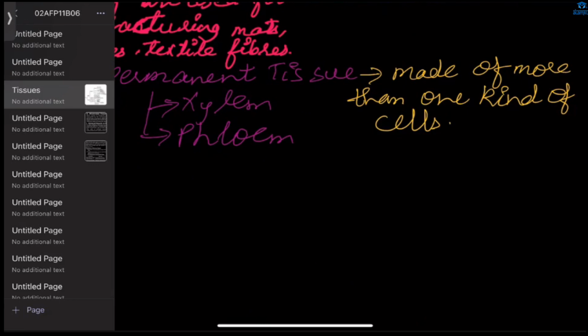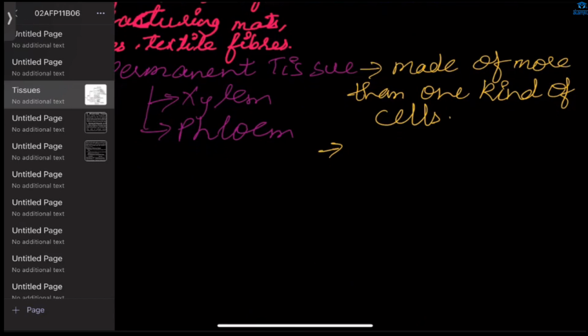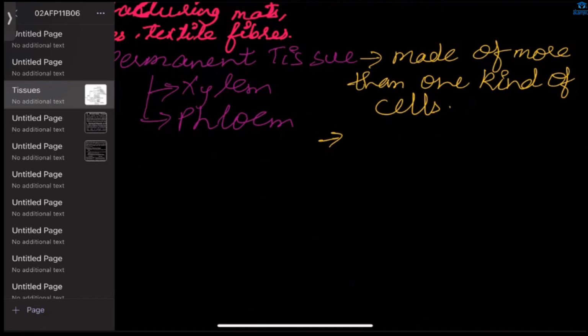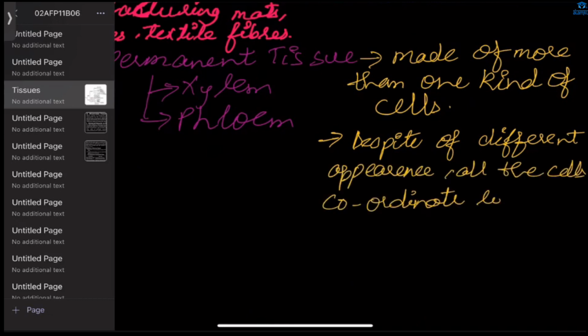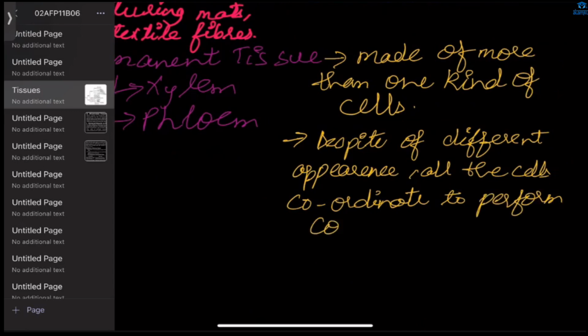So, what does coordinate mean? Coordinate means working with each other by talking and sharing their responsibilities. The pronunciation was different for me. That's okay, now I understand. So, despite different appearance, all the cells coordinate to perform a common function.